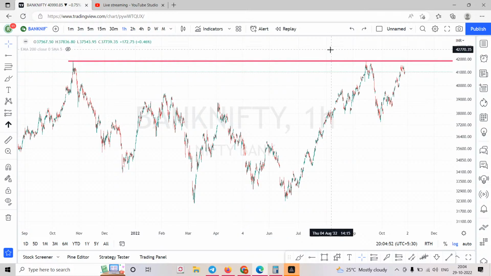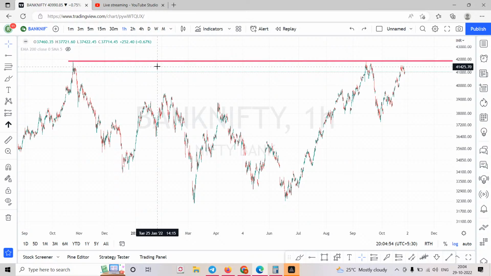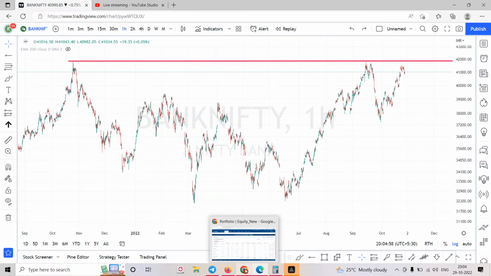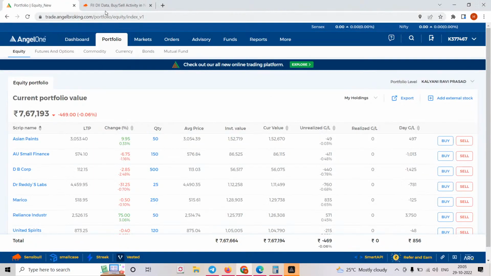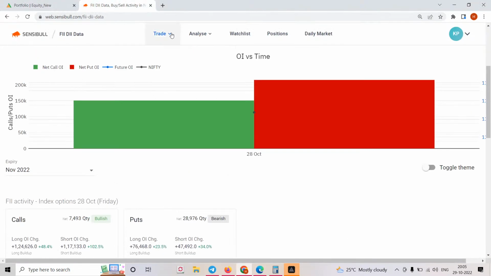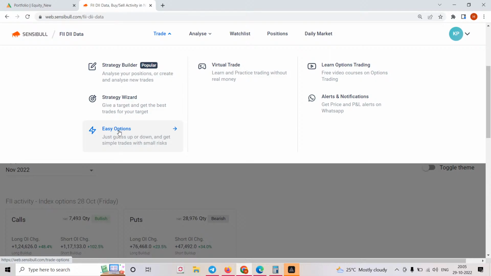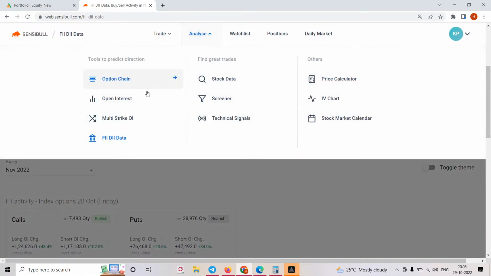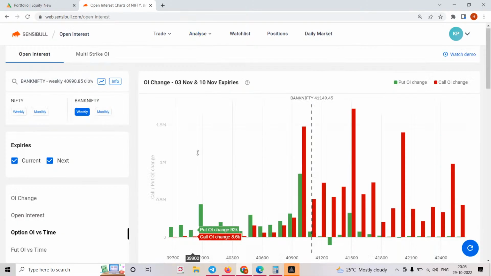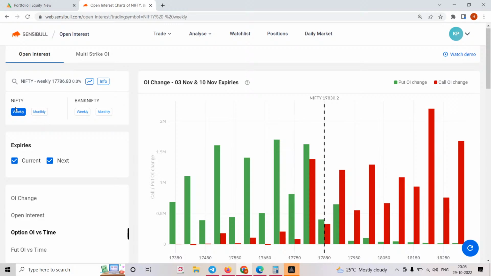Now we will quickly check the price action. First, let me take you to Sensibull. First we'll go for open interest quickly. We'll spend only 2 to 3 minutes because we have discussed all these things yesterday in all my videos. Let me take you to Sensibull, just to see what the open interest has to say. For Nifty, we are on Nifty.